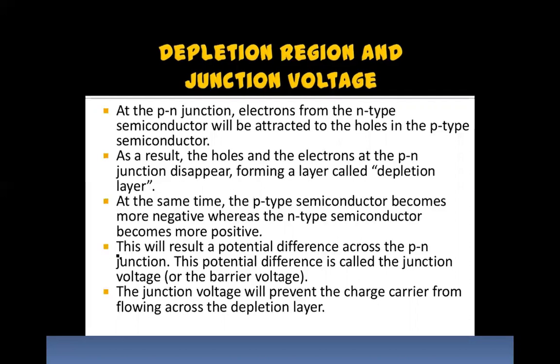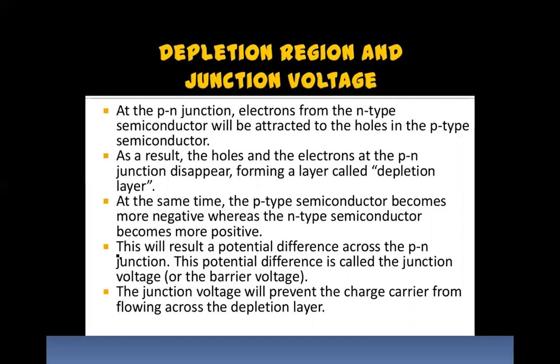How is it happening? At the PN junction, electrons from the N-type semiconductor will be attracted to the holes in the P-type semiconductor. As a result, the holes and electrons at the PN junction disappear, forming a layer called the depletion layer. At the same time, the P-type semiconductor becomes more negative, whereas the N-type semiconductor becomes more positive. This will result in a potential difference across the PN junction. This potential difference is called the junction voltage or barrier voltage or potential voltage.